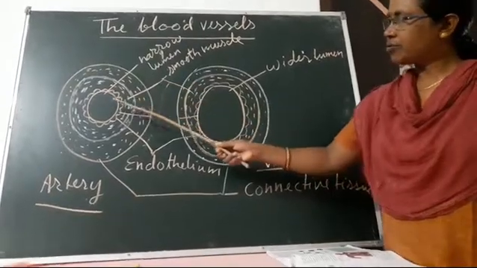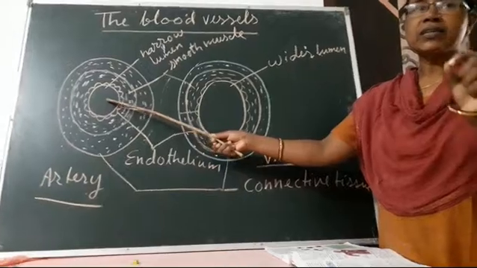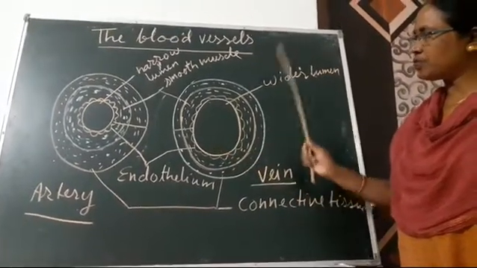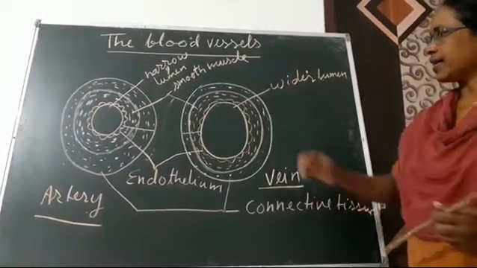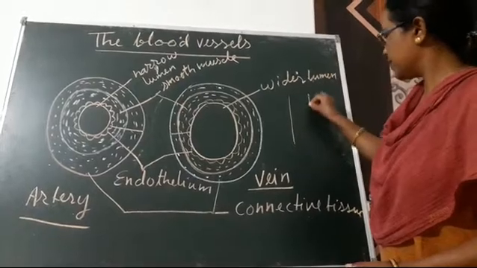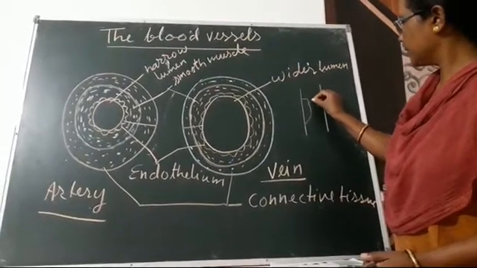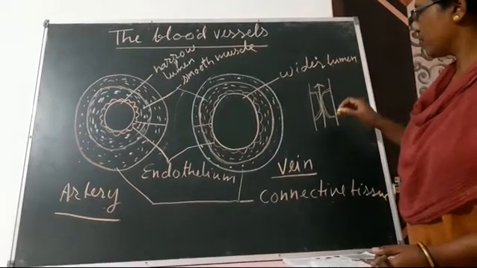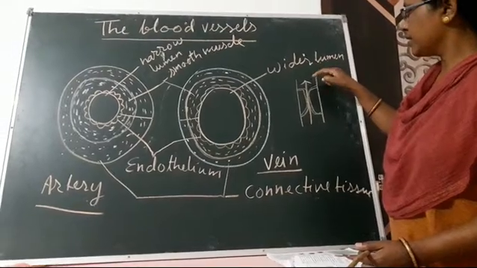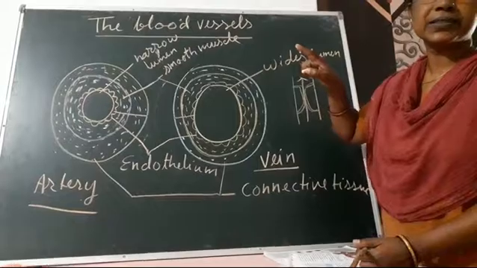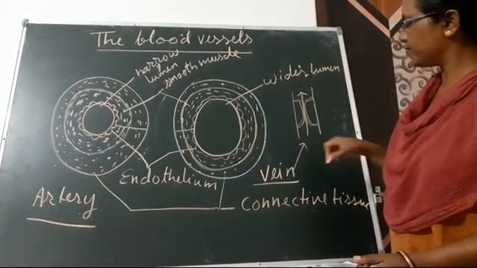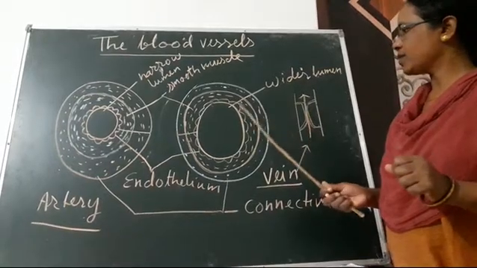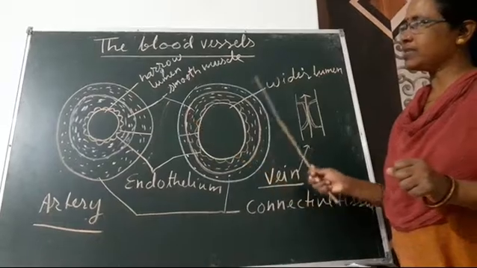Next, blood flows in the artery in spurts because of ventricular systole, and here in the vein the blood flows uniformly. Why? It has a wide lumen, and in the vein you can see the valve. This is the valve which faces towards the heart. So blood flows towards the heart from the vein. Here there is a valve which prevents the backflow of blood. So this is the vein, having a pocket-like valve which prevents the backflow of blood, so blood flows here uniformly. So these are the differences between arteries and veins.